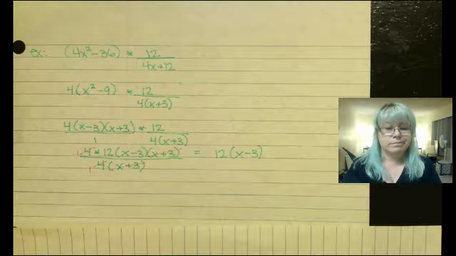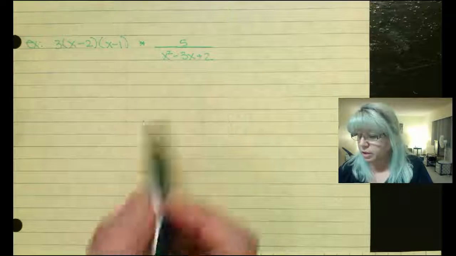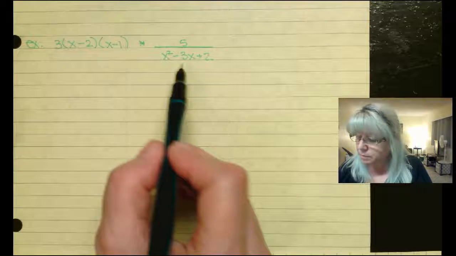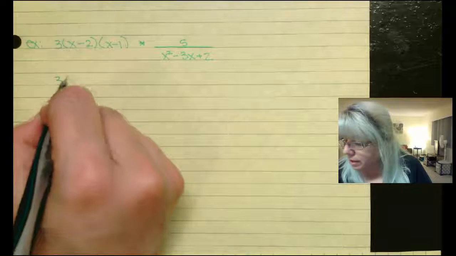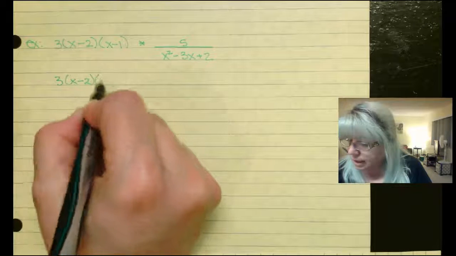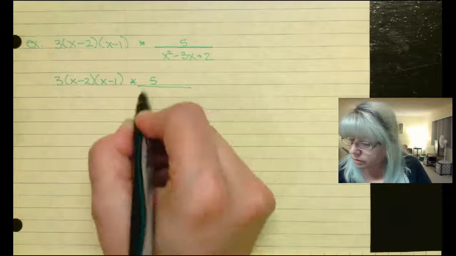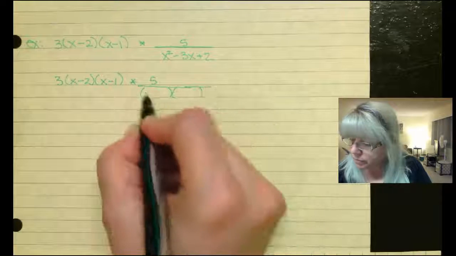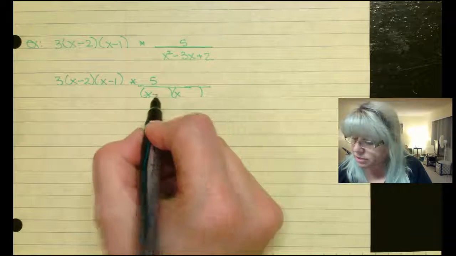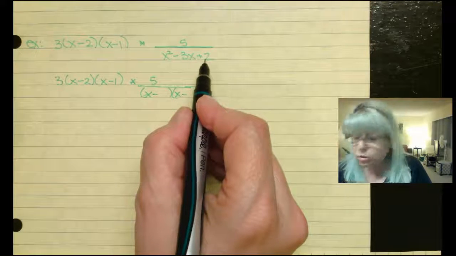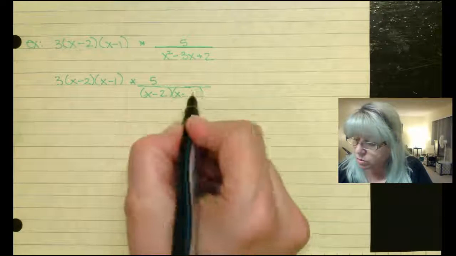Not so bad. All right, similar problem, but actually the first term is already factored. So the only thing that I need to factor is this x squared minus 3x plus 2, if possible. Okay, 3x minus 2, x minus 1 times 5, all over. I know they're both the same sign and both of the signs are negative. 1 and 2 will multiply to 2, but 1 plus 2 will be 3. 2, 1.